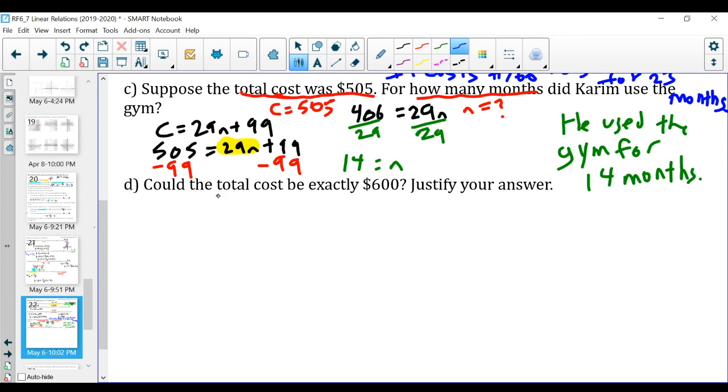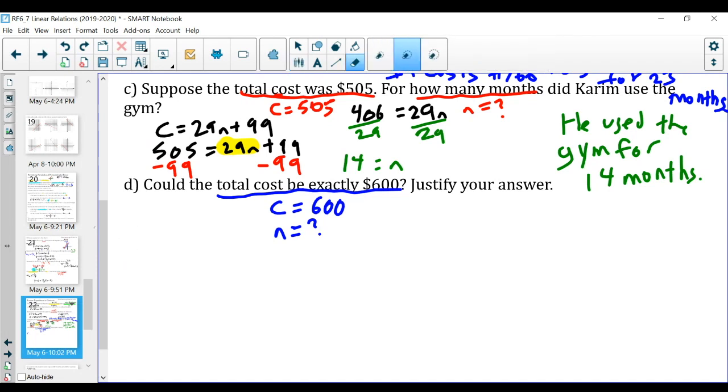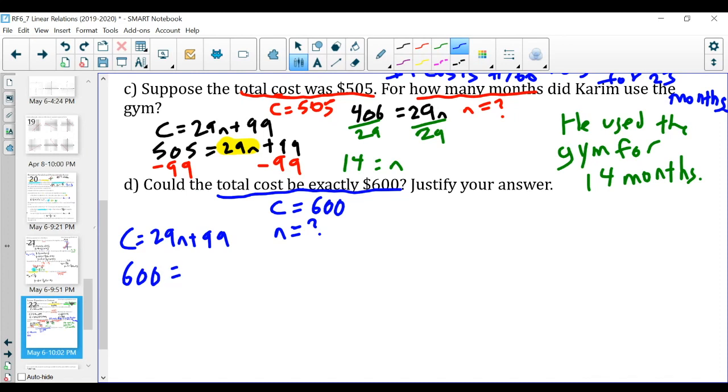Now we're being asked, can the total cost be exactly $600? And we want to be able to justify our answer as well. Here, once again, we do know what cost is. We're being told that the cost is $600. So again, we're going to look for N. What does N equal? So let's start with the original equation. C is equal to 29N plus 99. So we'll have 600 is equal to 29N plus 99.